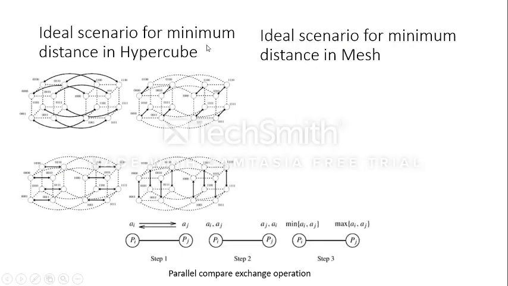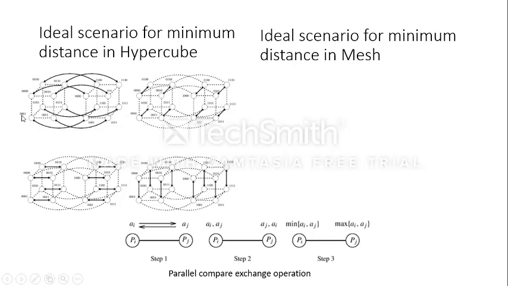So the ideal scenario for the minimum distance in the hypercube is that the communication will take place in the right direction, such that the node 1 can communicate with the node in the other dimension. We know that a four-dimensional hypercube consists of two instances of the three-dimensional hypercube, such that both of the instances can be distinguished with the first bit, or the most significant bit, of the hypercube label.